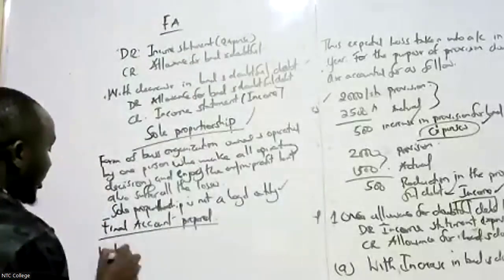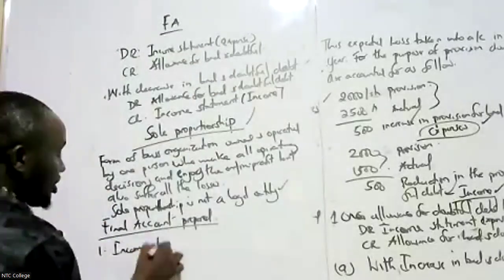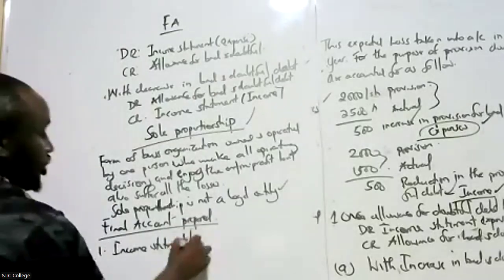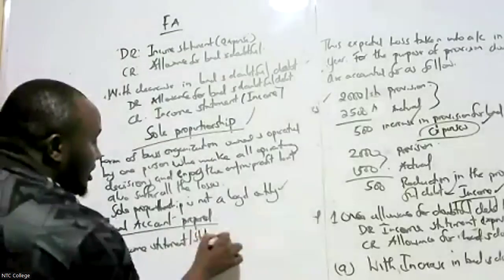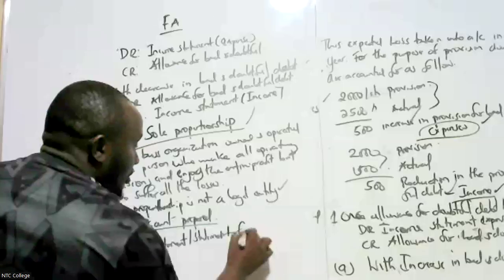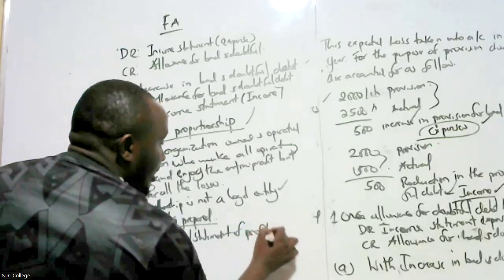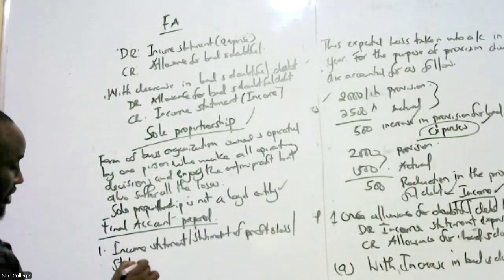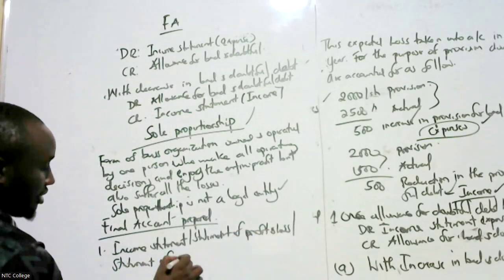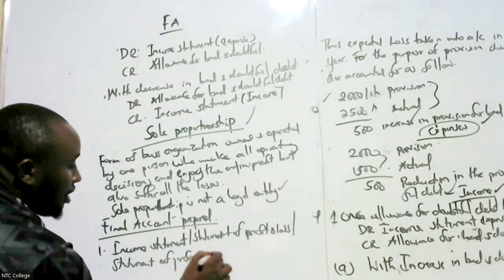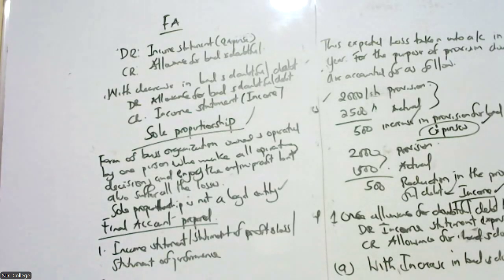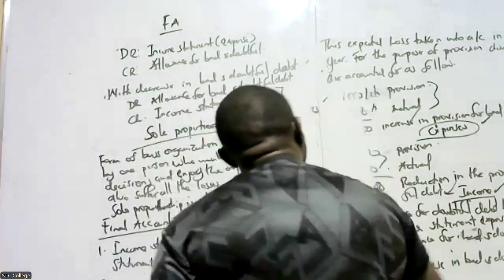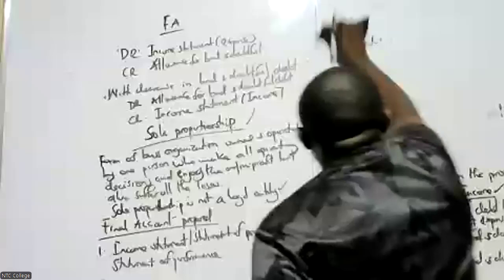Income statement, we have one of it that we prepare. Income statement, or what you call the statement of profit and loss, or what you call the statement of performance. Are we together? Tuko pamoja? I hope you're flowing. And a statement of performance.